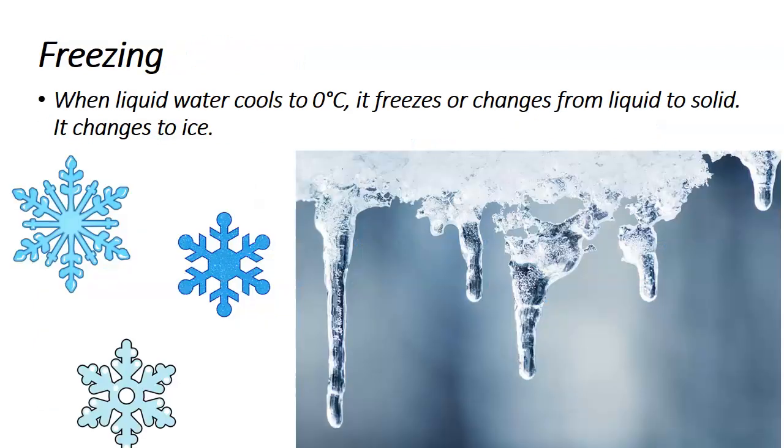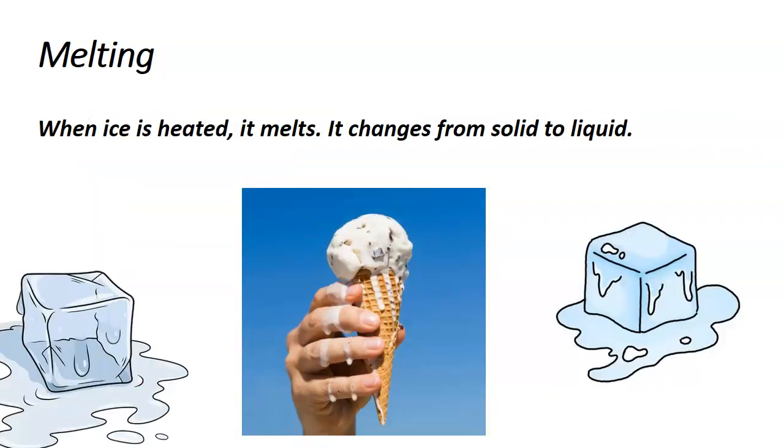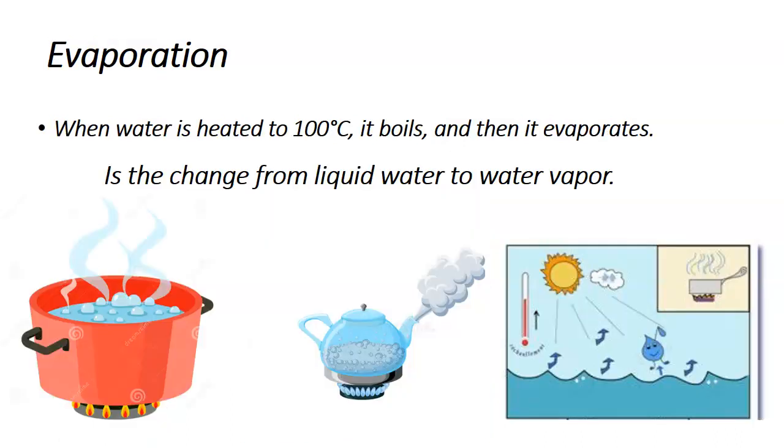The first one is freezing. It is when water or liquid is put in lower temperatures, and it freezes from liquid to solid. Melting is when the solid becomes liquid, just like my ice cream. When it's under the heat of sunlight, it will melt to become liquid.